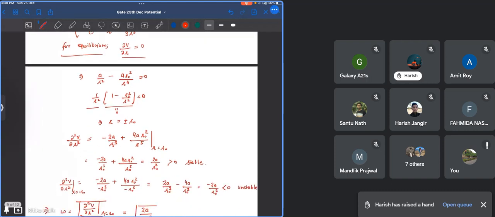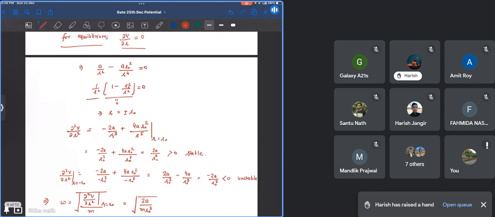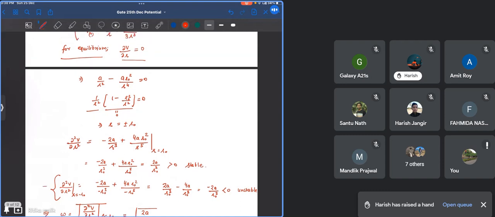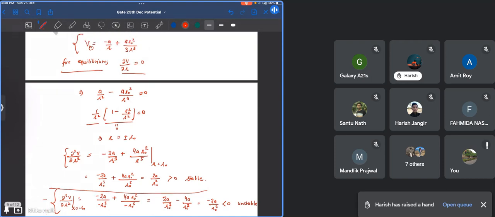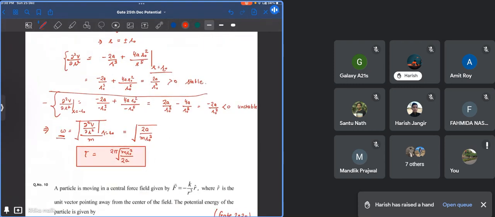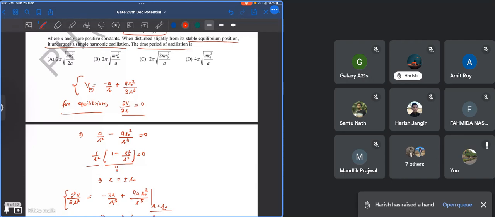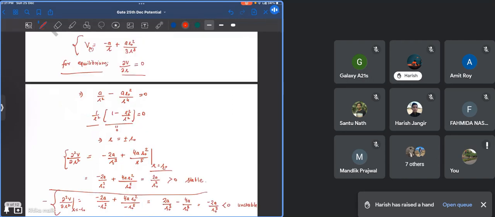So you have two values of r, plus minus r0, and it is given to us that they are positive constants. So we do not have to check it for minus r0, even though it gives unstable equilibrium. It is given to us that r has to be positive. So we calculate del 2V by del r square, put r equals r naught, the positive value, and we get a stable equilibrium. So what is the time period of oscillation? We just calculate angular frequency at r equals r naught, and this will give you your time period of oscillation, 2 pi by 2a. This one's answer.